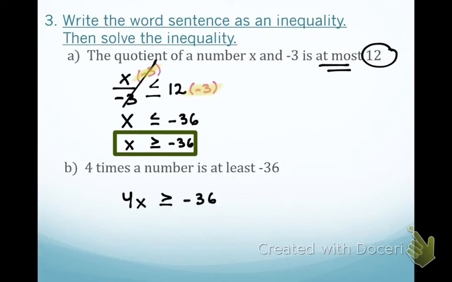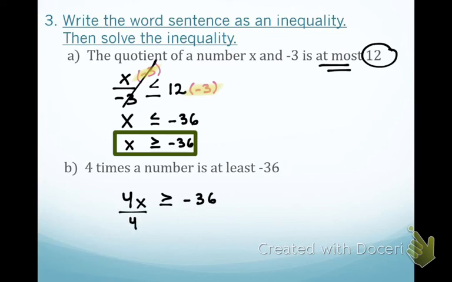If that's you, then let's think through this. Can it be exactly negative 36? Yes, if it says at least, that means the least it can be is negative 36. So we know there needs to be an equal to sign. Could it be more than negative 36? Yes, it can, and that's why he has a greater than sign. Excellent work.